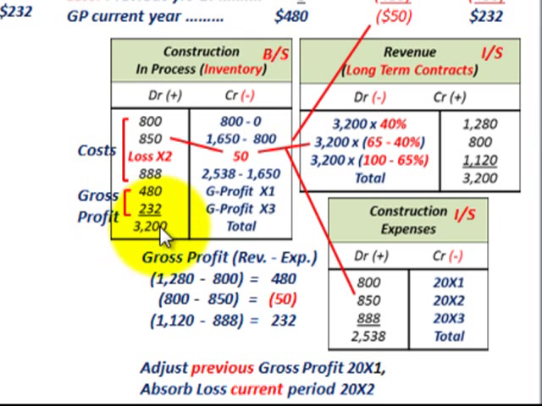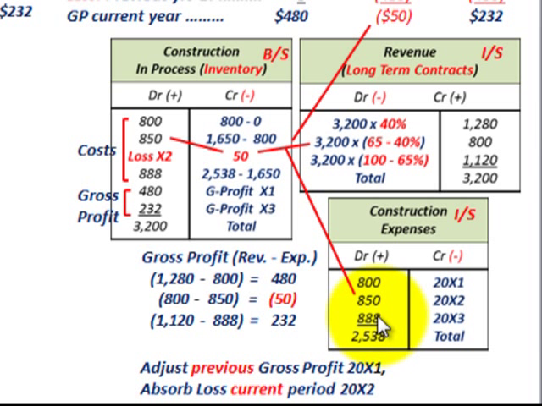So you can see here our construction in process inventory account. Our total amount at the end of the contract was 3,200,000, and that was our contract price, and that total debit would balance with our credits in revenues on the long-term contract. Add everything up, you come up with 3,200. But then on our income statement, these construction expenses, that's what we calculated off our chart, based on the cost to date and the estimated cost to complete. Looking at the difference between periods, we come up with our total construction expenses, 2,538.